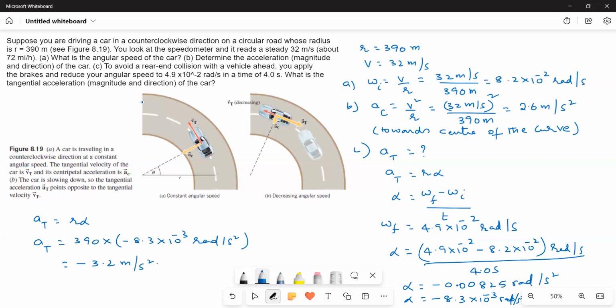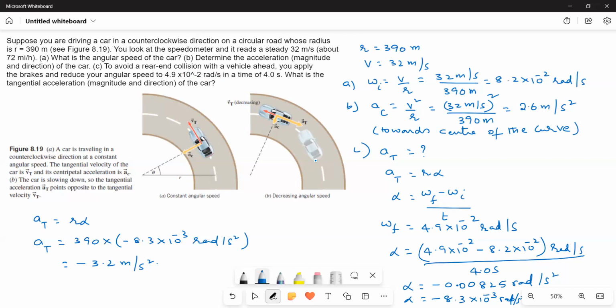Okay, so he is asking for the magnitude and direction. Now, as per the picture, the car is going in the counterclockwise direction, so counterclockwise is positive. That is why we got positive values earlier. Now the alpha value is negative, and the tangential acceleration is also negative. Why? Because the car is slowing down, which means the direction of the tangential acceleration should be opposite to the tangential velocity.